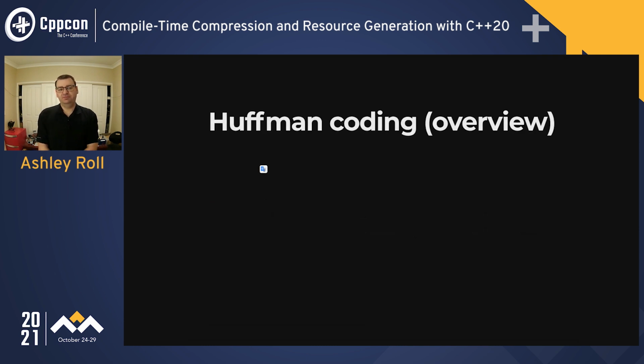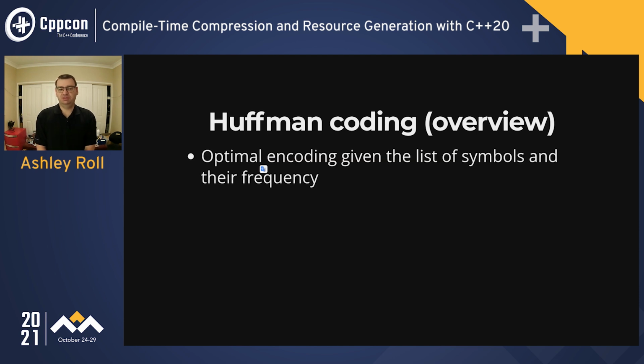So just a brief overview of Huffman coding, if you're not familiar with it. It's an optimal encoding given a list of symbols and their frequency. Again, we can do other things on top of this that mean that we don't have to encode every character. Using lookbacks, we can encode repeated sections of the text before we then Huffman encode it, which is essentially what zip does.